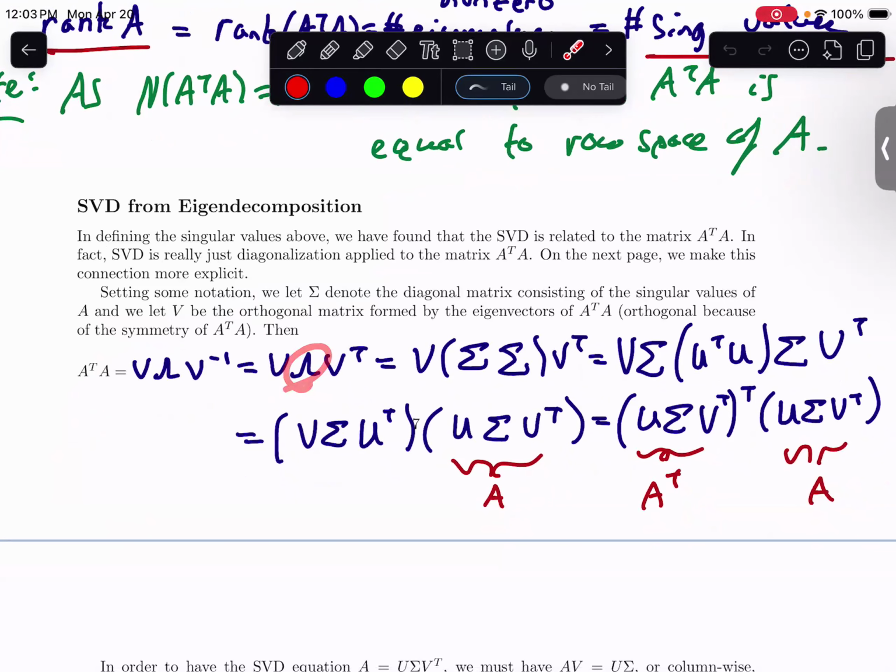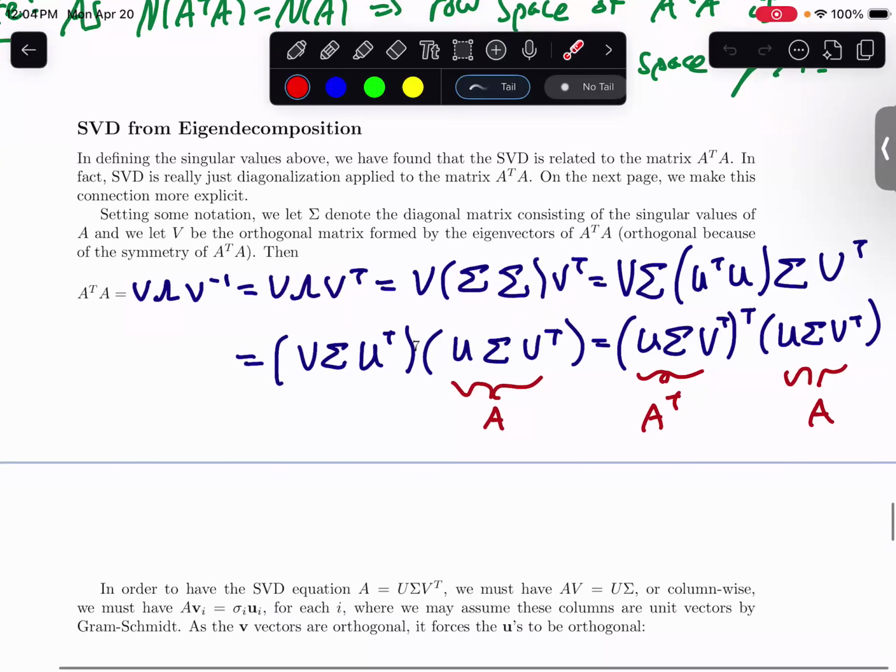You can write lambda as the square of sigma. U transpose times U is orthogonal, so this is just equal to the identity. And then you can rewrite all this so that it's this matrix multiplied by this matrix, which is like having A transpose times A. So that's where these matrices U, sigma, and V come from: the diagonalization of A transpose times A.